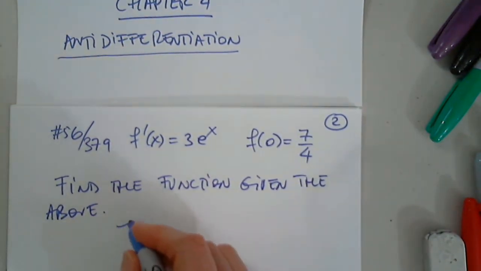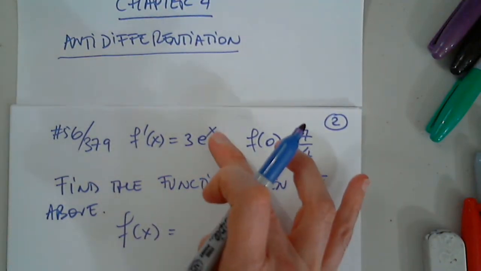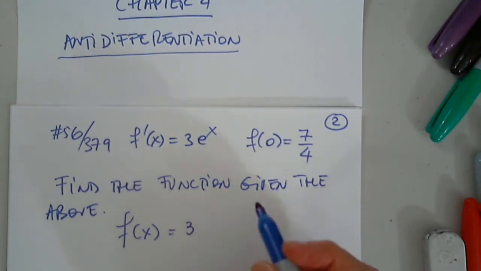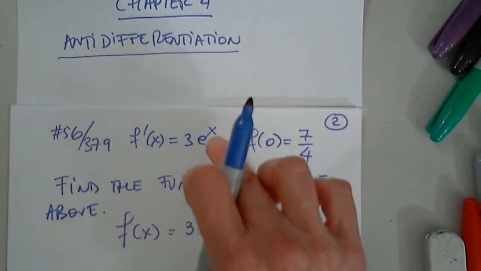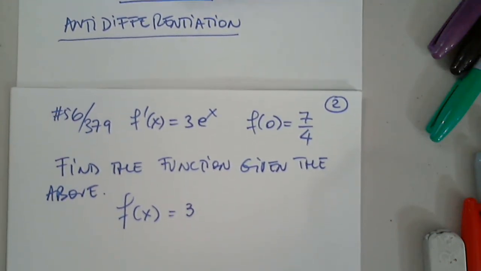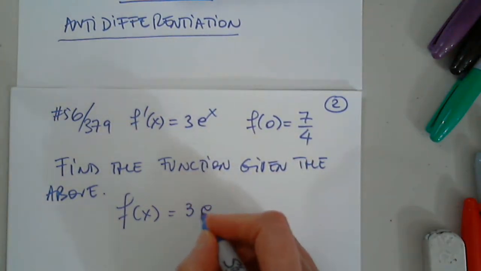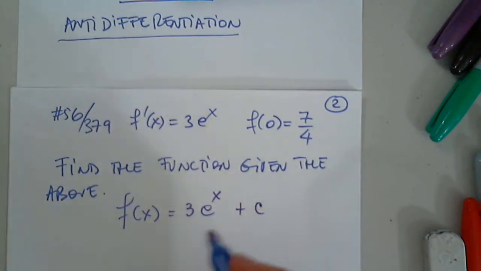So we're really asked to find f of x. In other words, what function prime is that? So the constant is 3. What function will I differentiate to get e to the x? Can anyone tell us? Which function prime is e to the x? E to the x. Perfect. E to the x, and then plus a constant c.